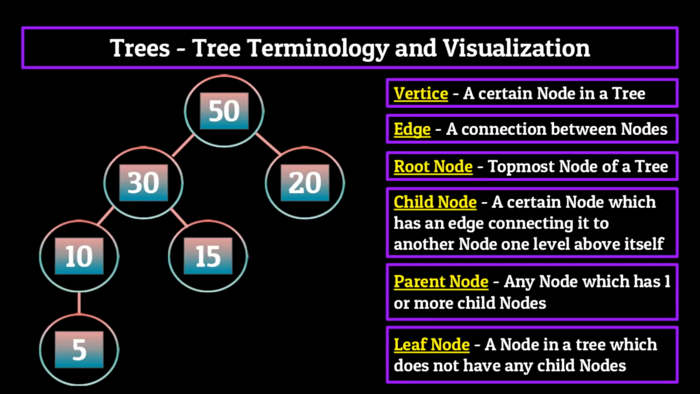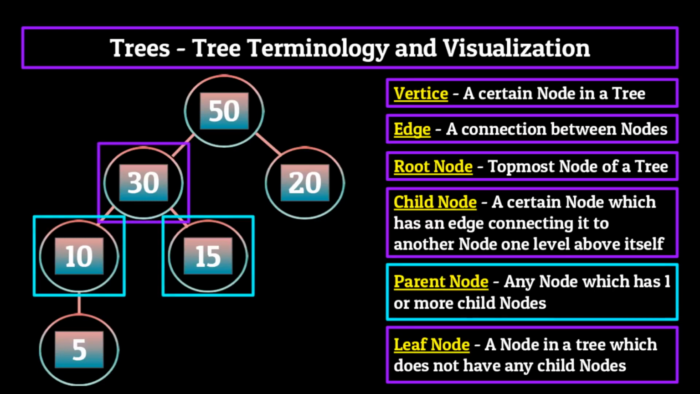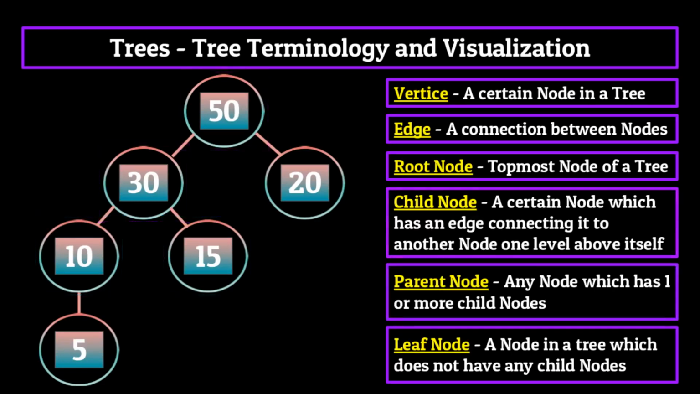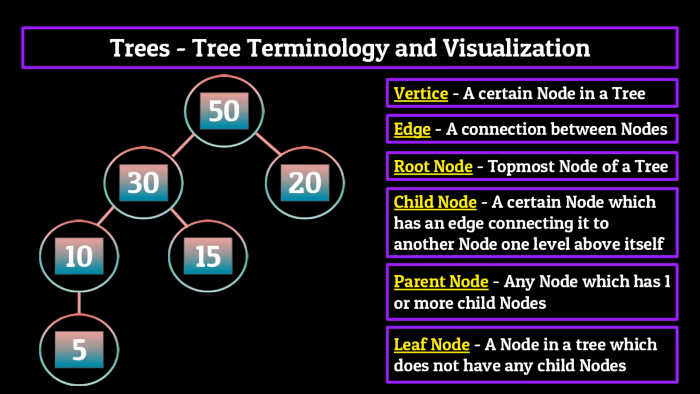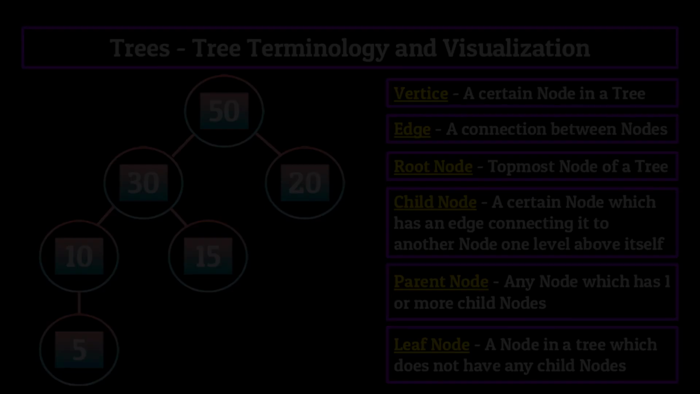As you can see, one node, or vertex, on our tree can have many different titles depending on where it is in the tree and what other nodes are connected to it. For example, the 30 node is both a parent node to the 10 and 15 nodes, but also a child of the 50 node. The 15 node is both a child of the 30 node and also a leaf node, as it has no children. This terminology really comes in handy when we start talking about trees which contain thousands of vertices and edges, and the data becomes very complicated to order and maintain.